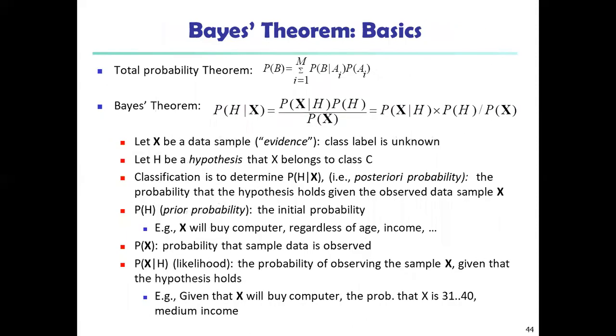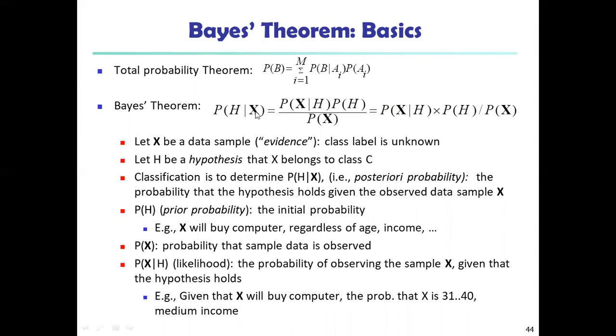Here we have the Bayes theorem. The total probability theorem is P(B) = sigma i=1 to M of P(B|Ai) P(Ai). The Bayes theorem states that P(H|X) = P(X|H) P(H) / P(X). So this is the Bayes theorem.